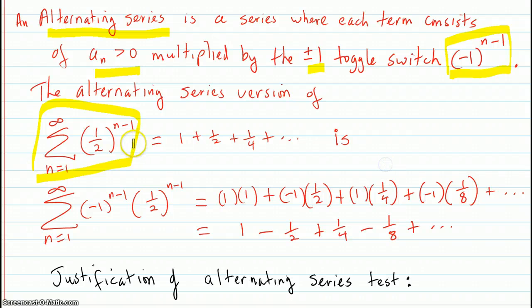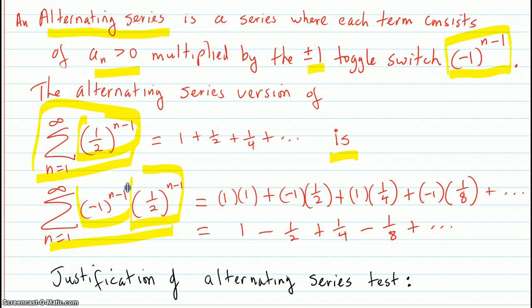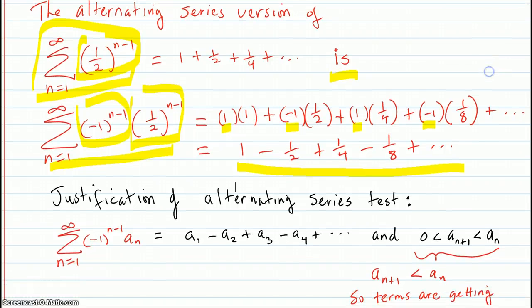this is the original series without alternating. It's just 1 plus a half plus 1/4 plus. So the alternating series version of this is this one. All you do is take those terms and multiply them by the plus or minus 1 toggle to create 1 times it, -1 times it, 1 times it, -1 times it, which ends up being this series right here. 1 minus a half plus a fourth minus an eighth, etc. That's how you obtain an alternating series.